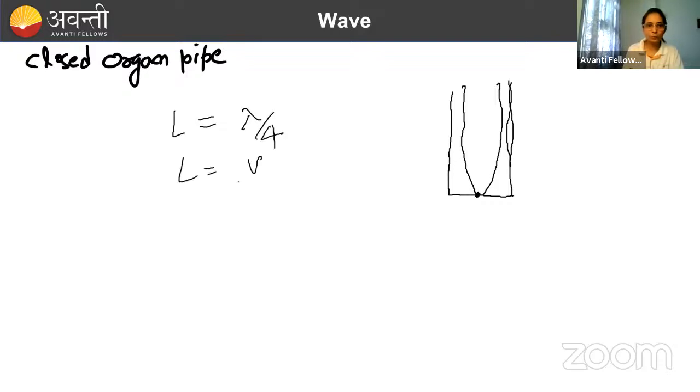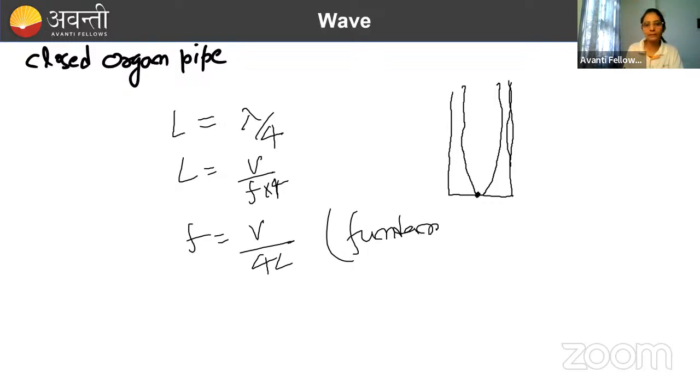Again, L equal to v by f into 4, so frequency will be v by 4L. This is your fundamental frequency, or you can say this is your first harmonic, v by 4L. Then this is a closed organ pipe. Closed organ pipe doesn't mean both ends will be closed. Only one end will be closed. Okay? So this is a closed organ pipe.